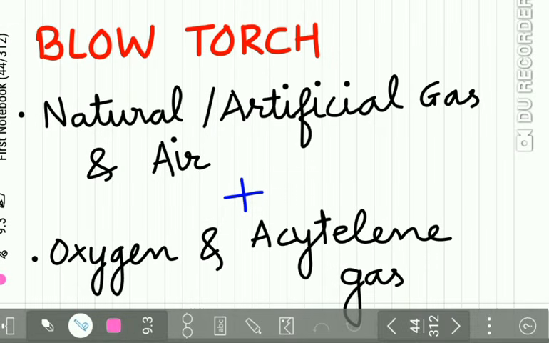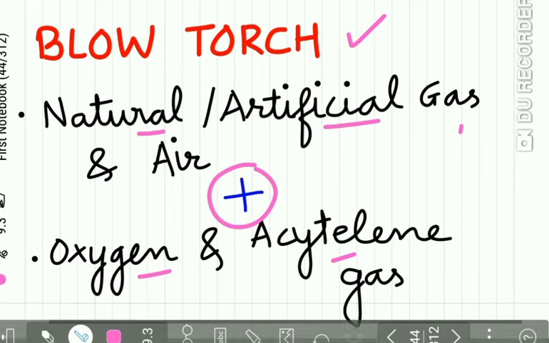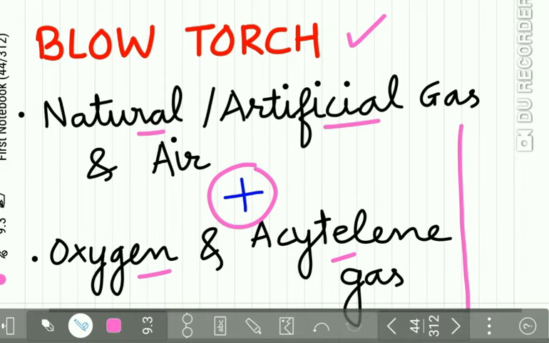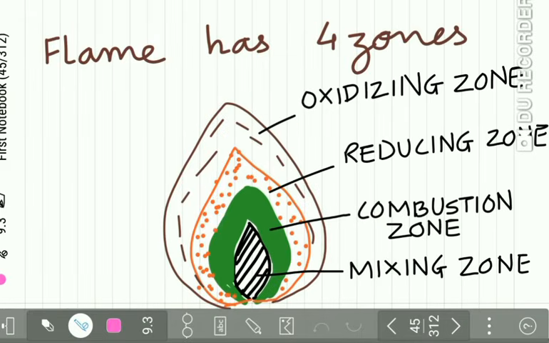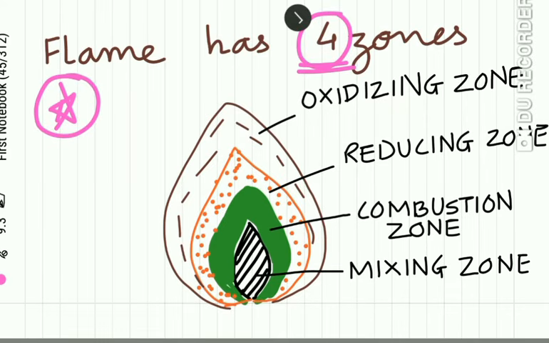Let us study the blowtorch in detail. The fuel used in the blowtorch is either natural or artificial gas and air with the combination of oxygen and acetylene gas. Remember this composition of the fuel of the blowtorch. Now, the flame of the blowtorch has 4 zones. This is a very important question which is asked in exam, the 4 zones of a flame.